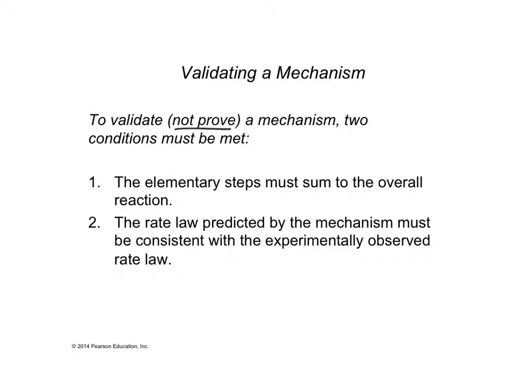A good handle on helping to validate and prove your mechanism would also be to isolate one of those intermediate species. If you're proposing something that is made and then immediately consumed, but you can isolate it, then that is a really big, helpful step in actually validating your mechanism.